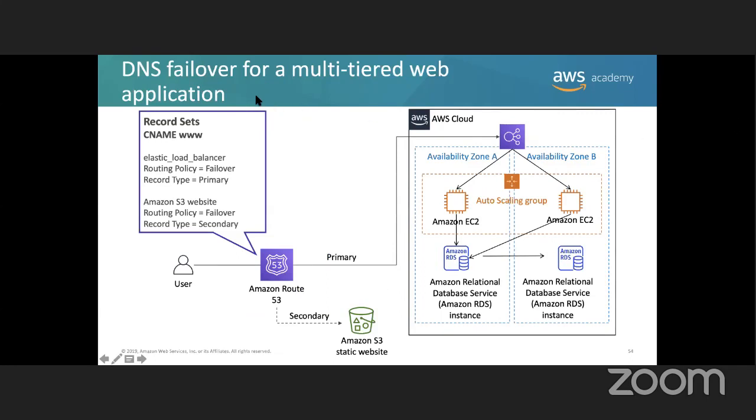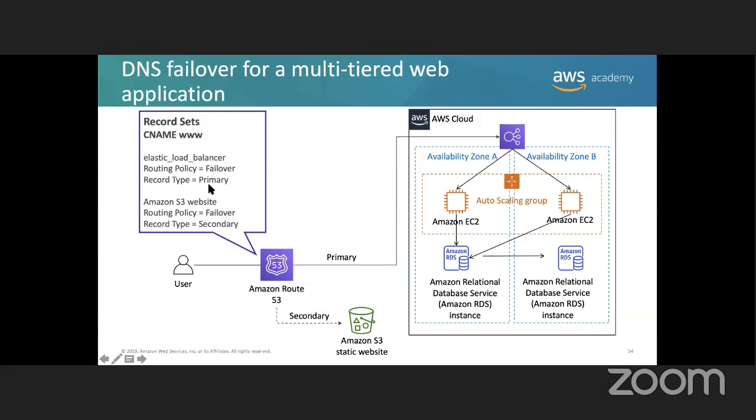Okay, so DNS failover for multi-tier web applications. When you say multi-tier, you have the front end, the application logic in the middle, and then you have the back end. So you have record sets here: CNAME, right, canonical name, www, elastic load balancer, routing policy failover, record type primary. Okay.